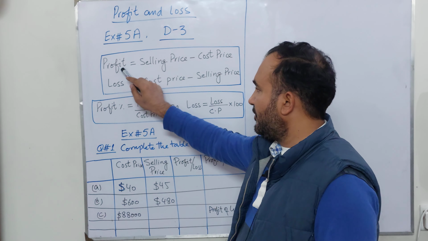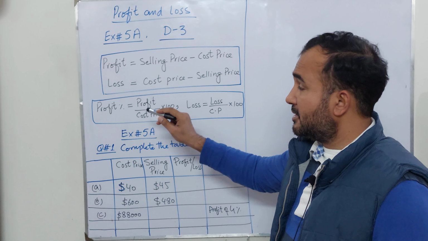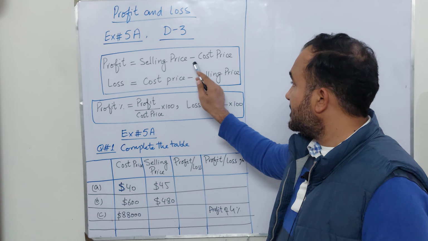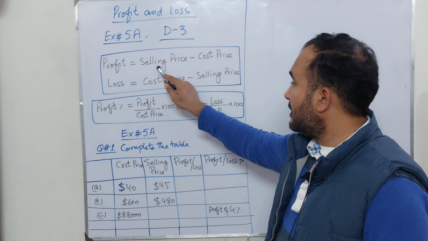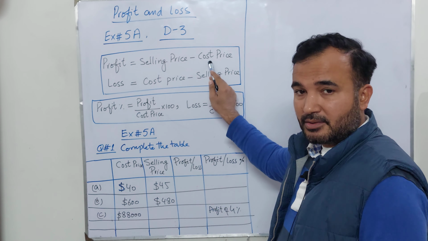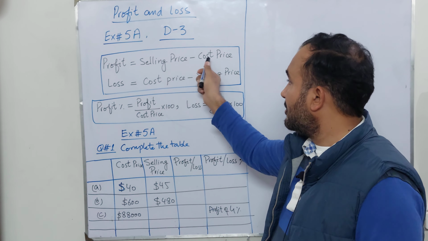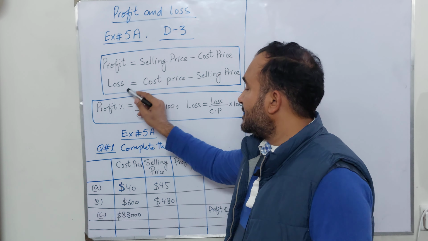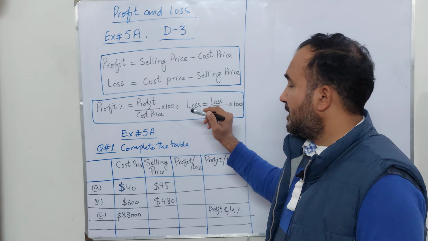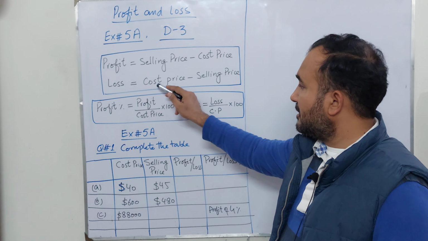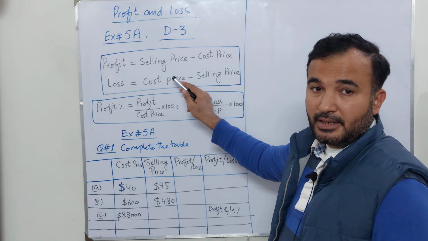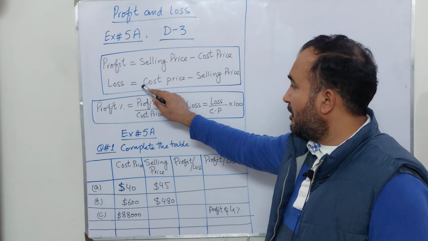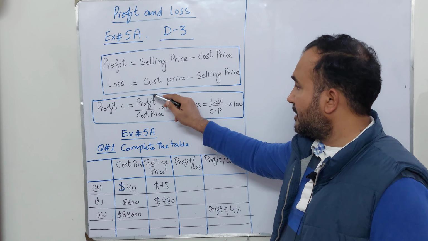First one is profit. So what is basically profit? Profit is the difference between selling price and cost price. When selling price is higher than the cost price, or when we subtract cost price from selling price, we will get profit. And loss is when cost price is higher than selling price. If somebody buys things at a higher price and sells it at a lower price, in that case there will be loss in the business, right?